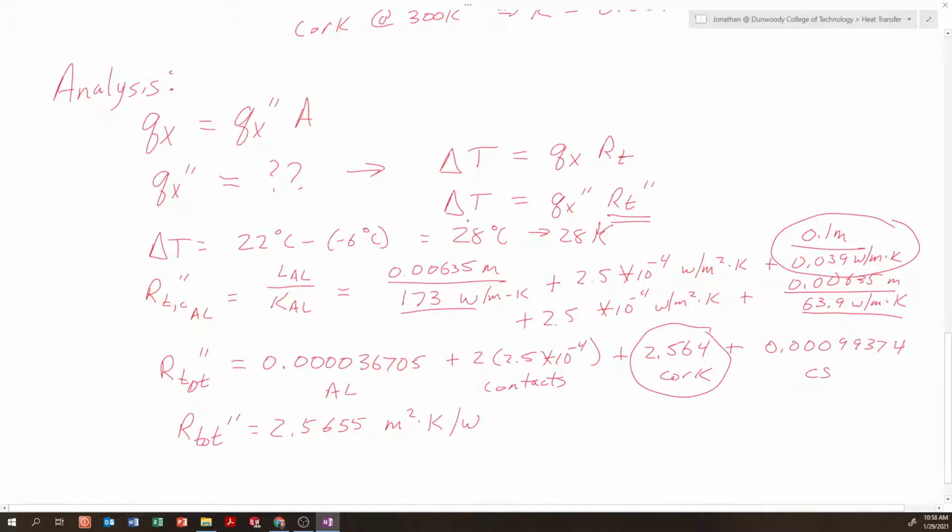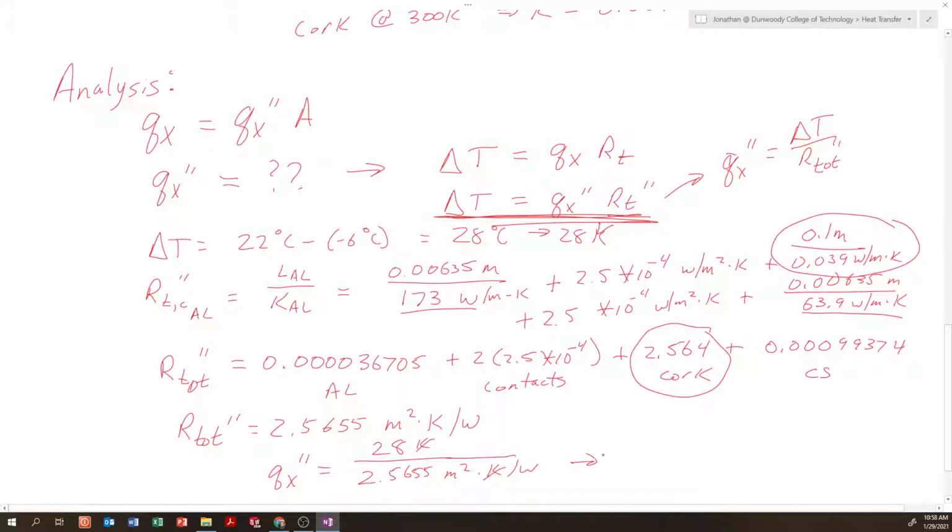So now we go back to this equation up here. We know we're looking for Q_x. So if I rearrange this guy, Q_x double prime equals delta T over R_T total double prime. So we have Q_x double prime is 28 Kelvin over 2.5655 meters squared Kelvin per watt. So when I do that division, my kelvins are going to cancel out, my watt's going to go up to the top, I get watts per meter squared. Fantastic. So this guy becomes 10.914 watts per meter squared.